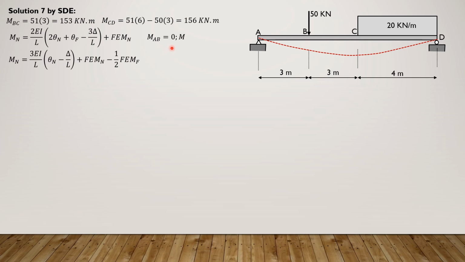So moment AB is 0, moment DA is 0 also. Moment BA is negative 153, the opposite of moment BC. Moment AC is 0, while moment CA is negative 156 kilonewton meter. Because these are the two moments that we are going to set up. But before that, we want to know the slope at A. So we consider moment AD first.